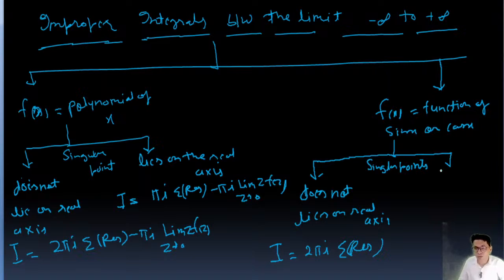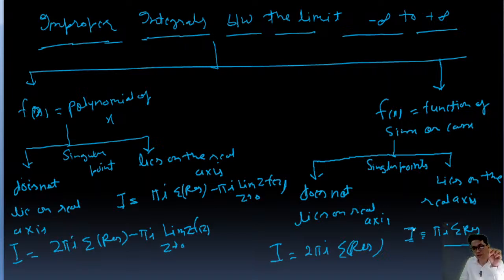Now if it lies on the real axis, in that case I is going to be pi I times the sum of residues. Real means pi I and imaginary means 2 pi I. You can remember it like that. Okay, so this is the one.